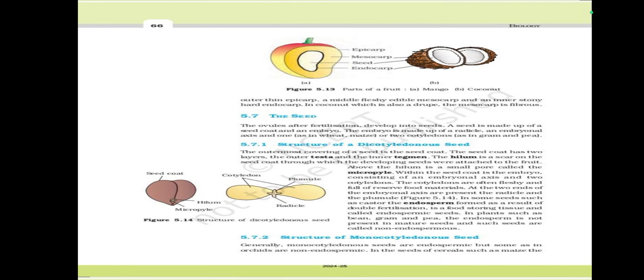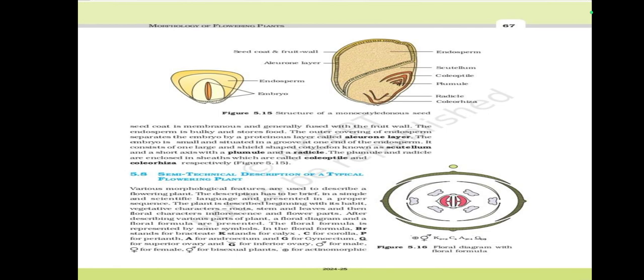Structure of monocotyledonous seeds. Generally, monocotyledonous seeds are endospermic, but some, as in orchids, are non-endospermic. In the seeds of cereals such as maize, the seed coat is membranous and generally fused with the fruit wall. The endosperm is bulky and stores food.